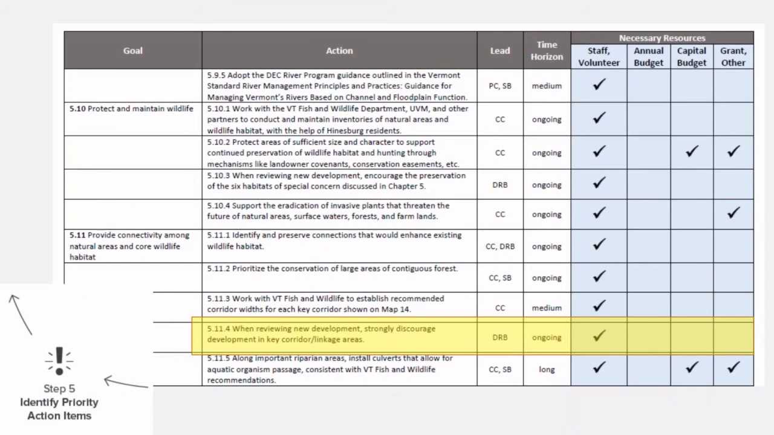So here you can see in the Hinesburg town plan, under their goals, they've identified goal 5.11. They want to protect or provide connectivity among natural areas and core wildlife habitats. Highlighted under the actions, they state that when reviewing new development, they want to strongly discourage development in key corridors or linkage areas. They go on to identify that the Development Review Board, or the DRB, is going to be the lead town board responsible for ensuring that the action working toward that goal is actually implemented. I actually heard from Jens a couple of weeks ago that he was out meeting with Hinesburg to help them specifically with that action item.